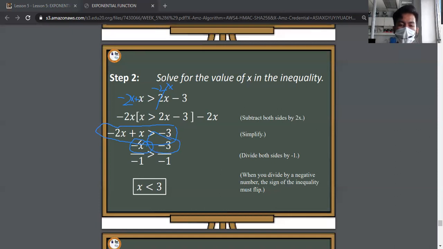Then, kailangan ma-eliminate po natin negative symbol. Magiging divide both sides by negative 1. Cancel po yung negative po natin. Then, 3 divide negative 1 is equal to positive 3. So, when you divide by a negative number, the sign of the inequality must flip. Okay po? Then our answer will be x is less than 3.